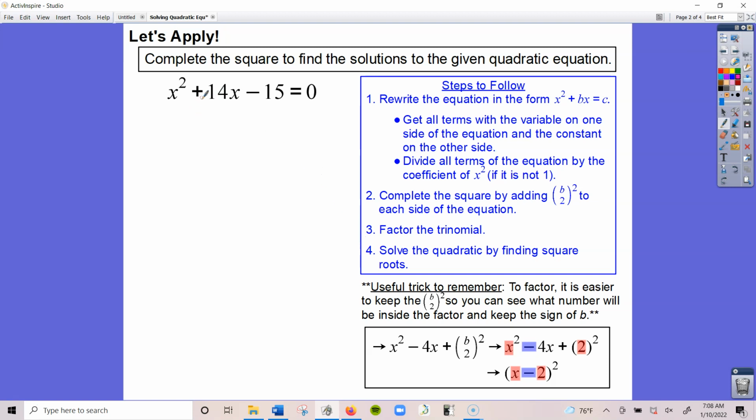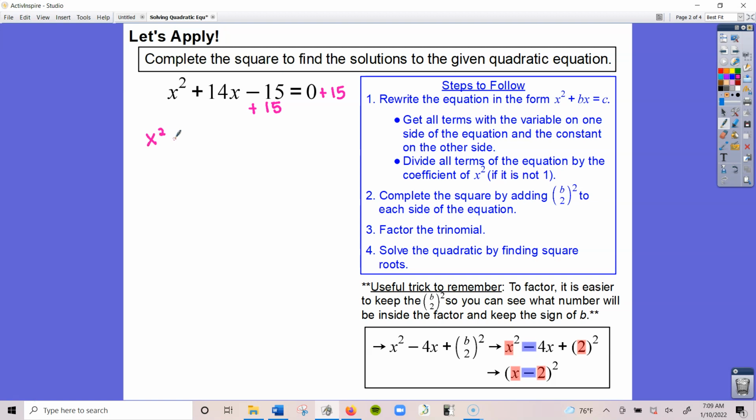Let's look at this one. We have x squared plus 14x minus 15 is equal to 0. And these are the steps that we're going to follow. This is the only time where we don't want our quadratic equation to equal 0. We're going to rewrite the equation in the form x squared plus bx is equal to c. So we want this number here, the one that does not have the variable, to be on the other side. So I'm going to add the 15.